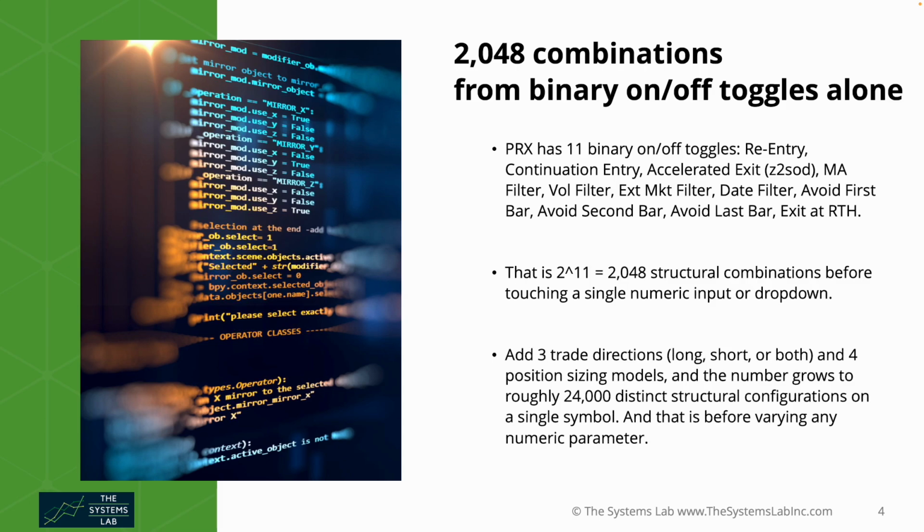Add 3 trade directions, long, short, or both, and 4 position sizing models, and the number grows to roughly 24,000 distinct structural configurations on a single symbol. And that's before varying any numeric parameter.